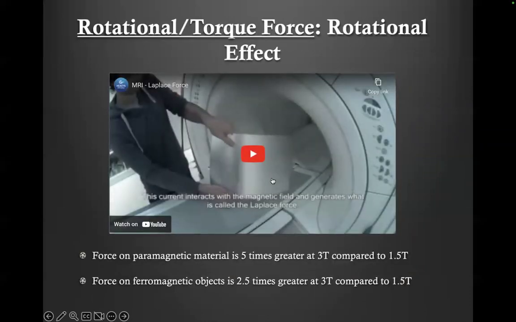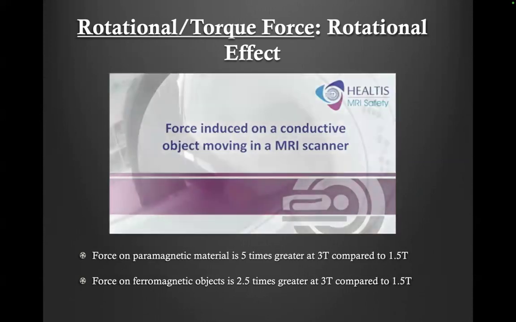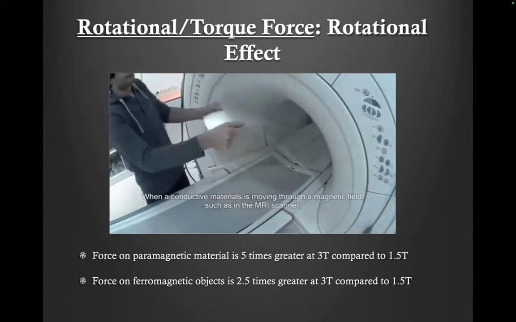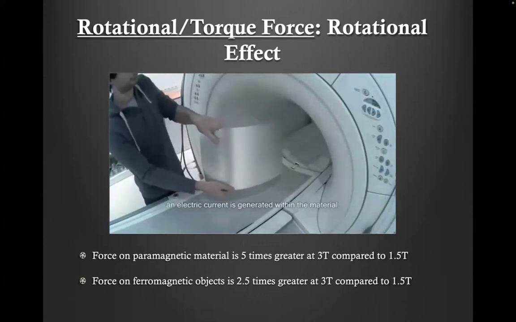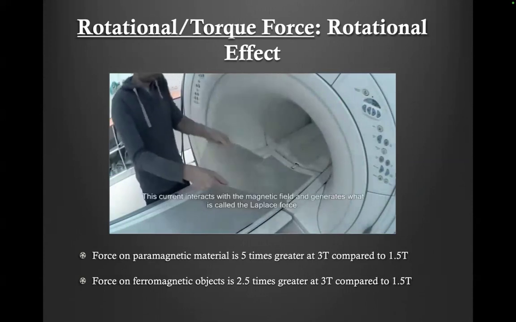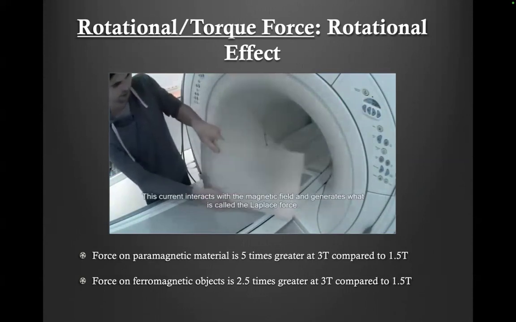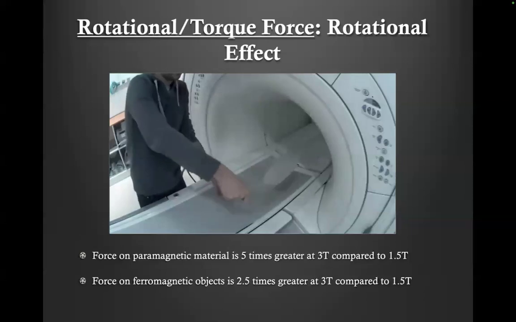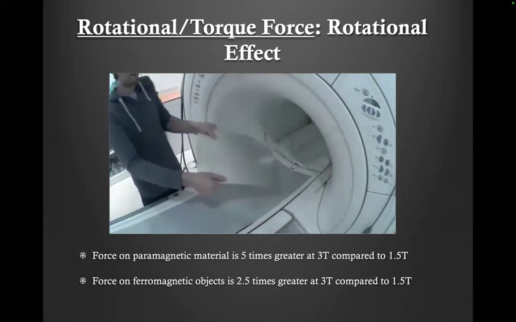Even some metals that are not projectiles, for example aluminum, are not going to fly. But as you see this person trying to move an aluminum shield, there will be electric current generated in the material that creates a torque and a rotational force, and you can see it's really hard. And he's not faking it. It's going to be really hard to move these aluminum plates inside the scanner.